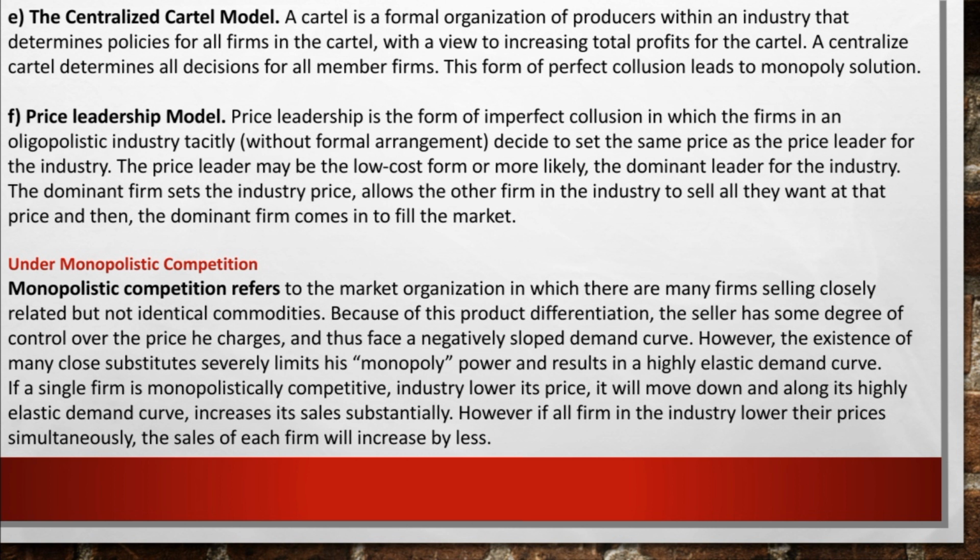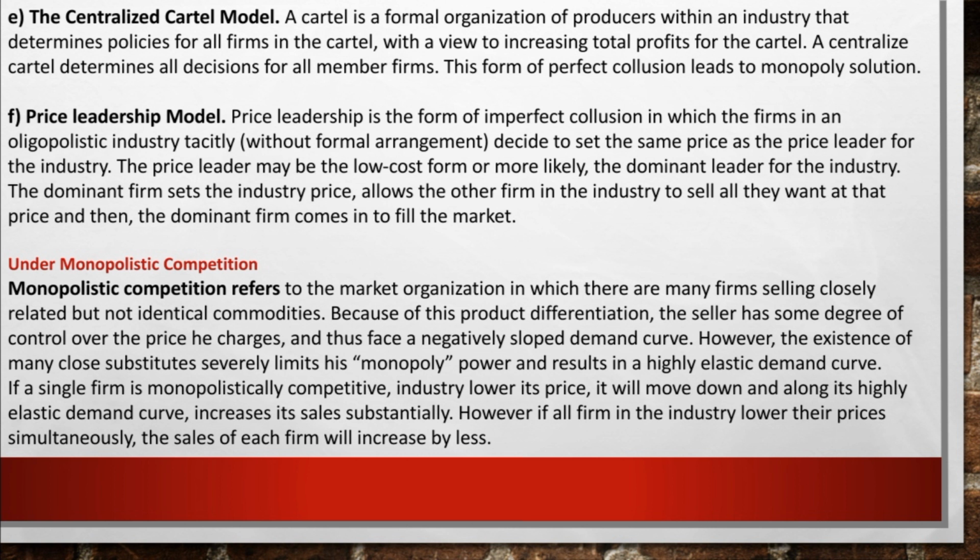Letter F. Price leadership model. Price leadership is a form of imperfect collusion in which the firms in an oligopolistic industry, tacitly and without formal arrangement, decide to set the same price as the price leader for the industry. The price leader may be the low-cost firm or, more likely, the dominant firm for the industry. The dominant firm sets the industry price, allows the other firms in the industry to sell all they want at that price, and then the dominant firm comes in to fill the market.